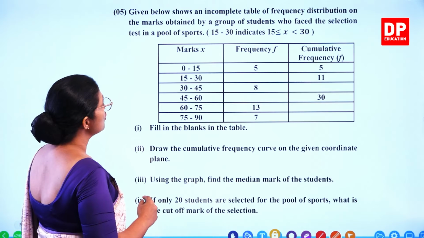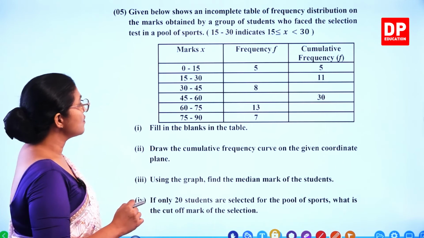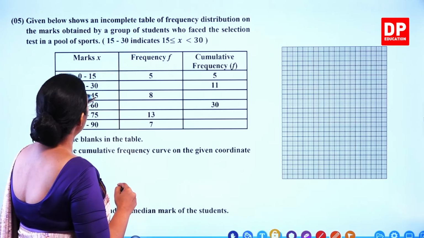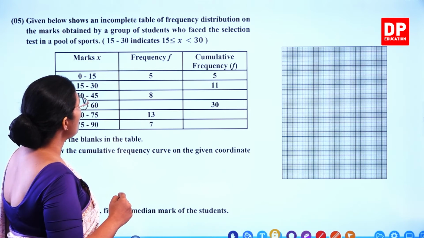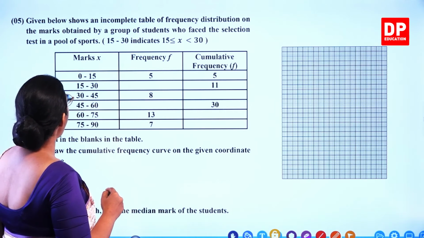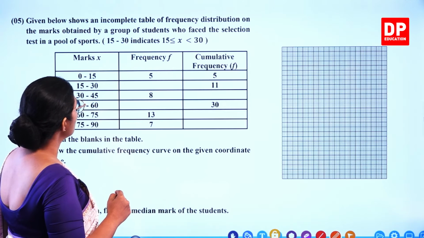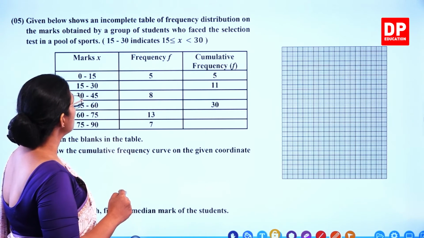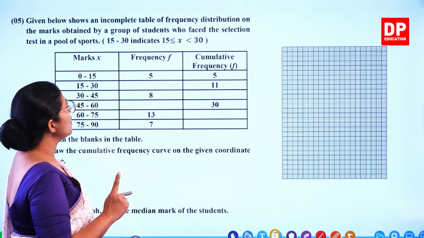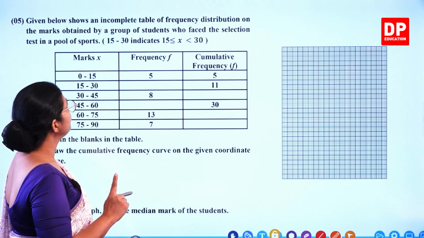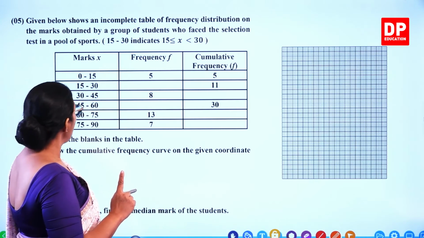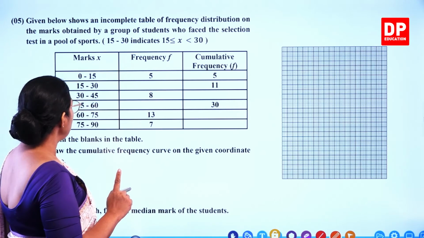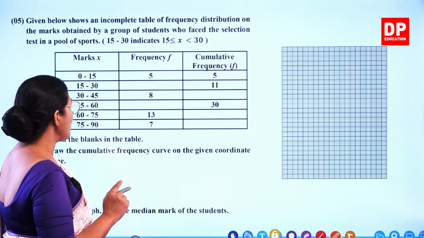Let's take the last question. This is about a statistics question. Given below is an incomplete table of frequency distribution on the marks obtained by a group of students who faced the selection test in a pool of sports. 15 to 30 indicates 15 is included. The first value is included. So you are asked to fill in the blanks in the table and then draw a cumulative frequency curve.